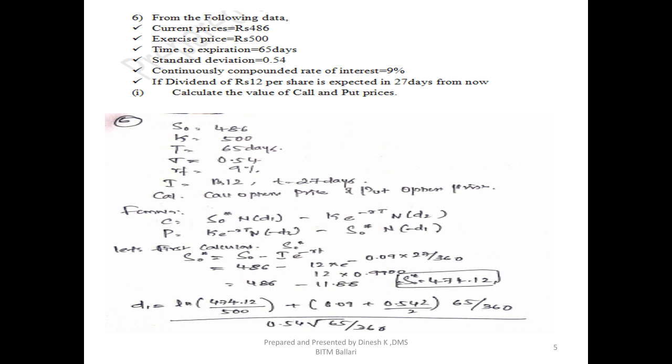So I will be getting the S naught star value somewhere around 474.12. Rest is all similar, d1, d2, N(d1), N(d2), right? You need to calculate both call and the put option and get me the solution.